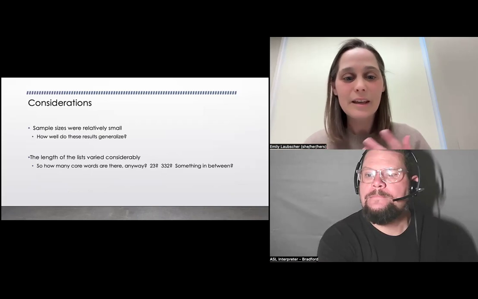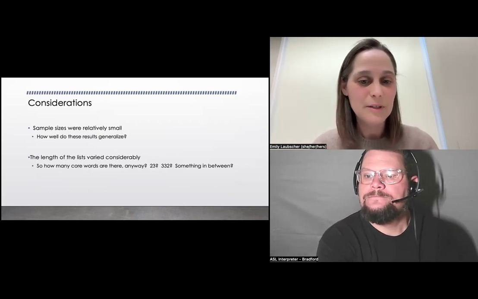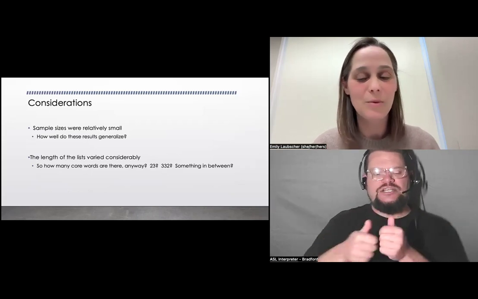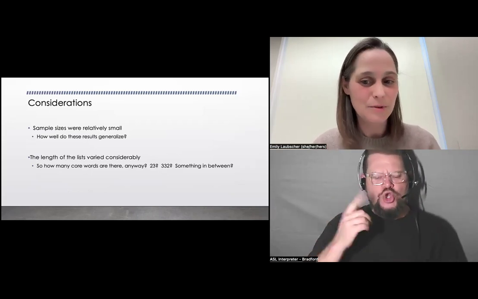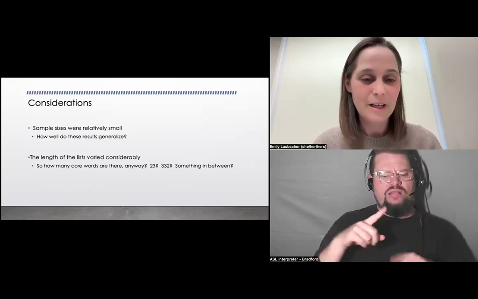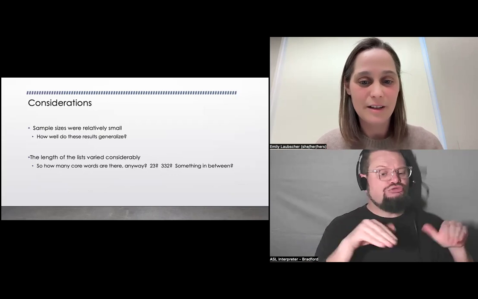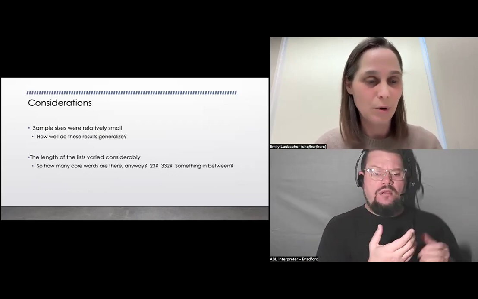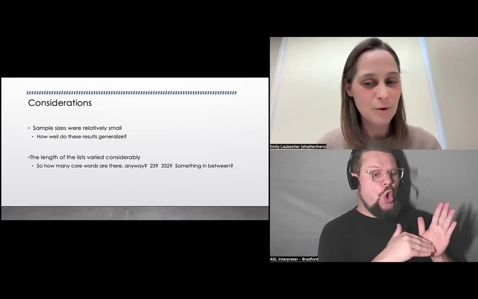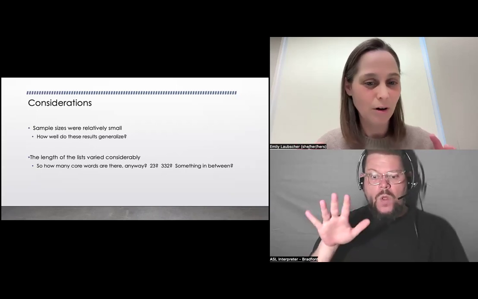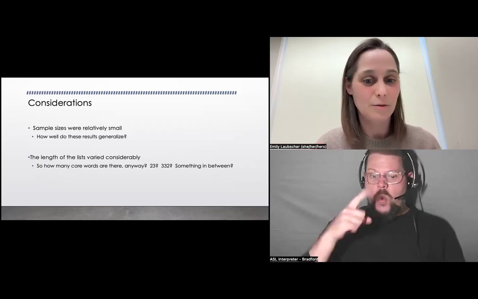So, given that there were relatively small sample sizes in these studies, one thing we might wonder is how well do these results really generalize? Just because a small number of children in a particular context used these 23 words a lot, does that mean that those 23 words are somehow also fundamentally core for my child or my client or my student?